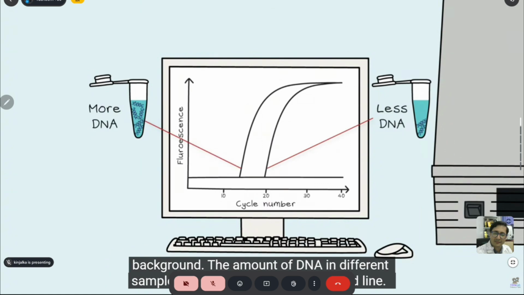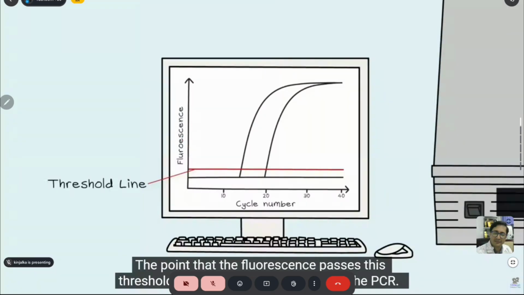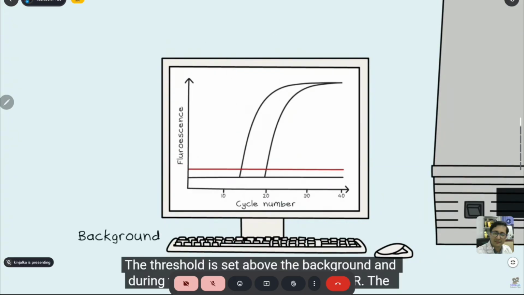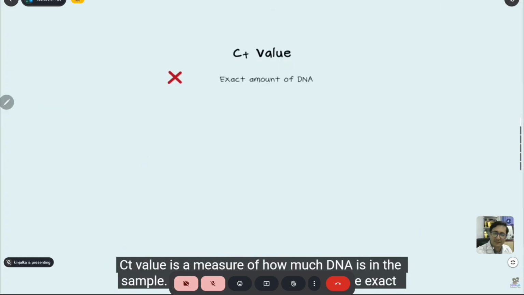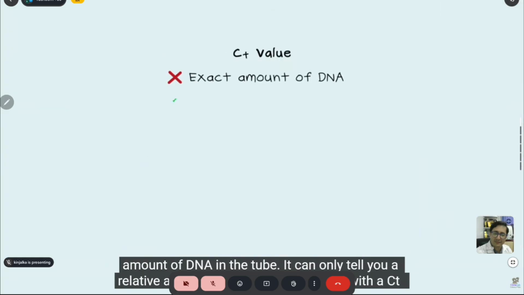The amount of DNA in different samples is measured using a threshold line. The point that the fluorescence passes this threshold is the cycle threshold, or CT, of the PCR. The threshold is set above the background and during the exponential phase of the PCR. The CT value is a measure of how much DNA is in the sample. But the CT value can't tell you the exact amount of DNA in the tube. It can only tell you a relative amount.